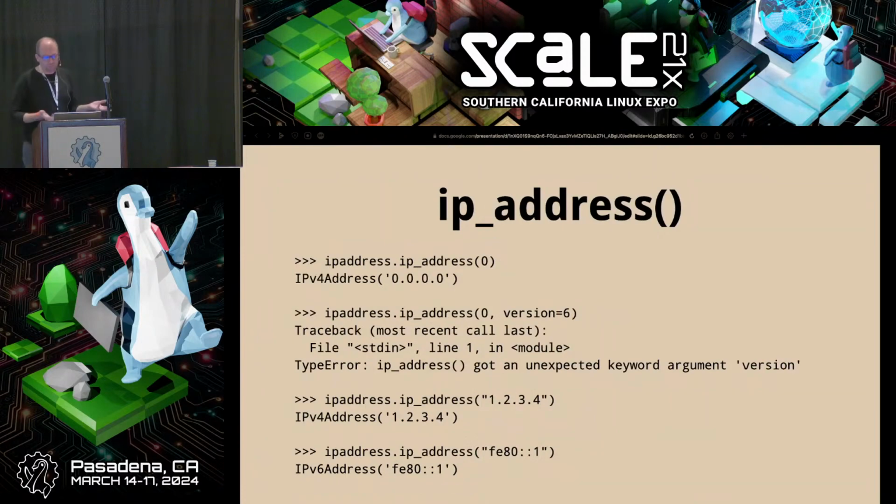So here's just a couple examples of trying to use the ip_address constructor. You see that if I pass it the integer 0, it infers it's quad 0, the string. If I try and pass it the version to say, hey, this is a v6 address, not v4, it doesn't support that argument. It raises an error. But for other IP addresses that are properly formed, it gives you what you would expect.